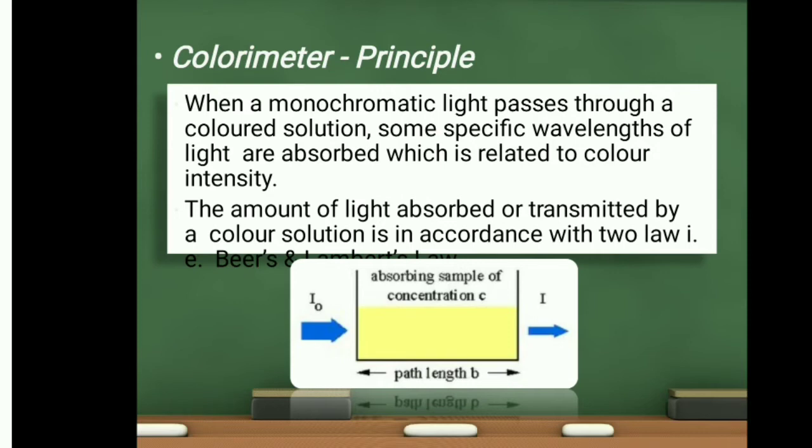As you can see in the figure on the left hand side, the incident ray enters the sample, an absorbing sample of concentration C, and the light that is transmitted. L is the path length of the sample.